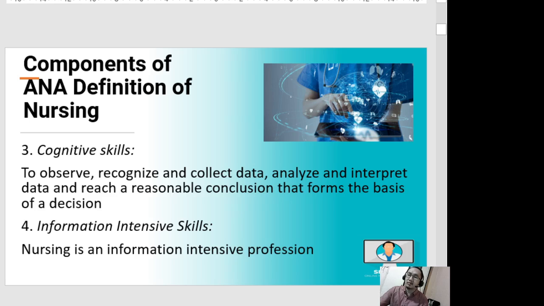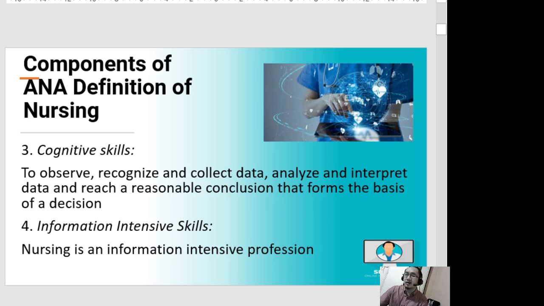When we say cognitive skills, this is to observe, recognize, and collect data, and also to analyze and interpret this data. Having a very good analysis and a good interpretation will lead to a very reasonable conclusion, and hopefully all your studies and researches on the concept or data can lead to improved implementation of care.